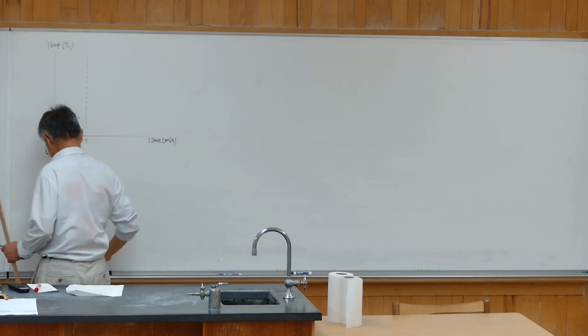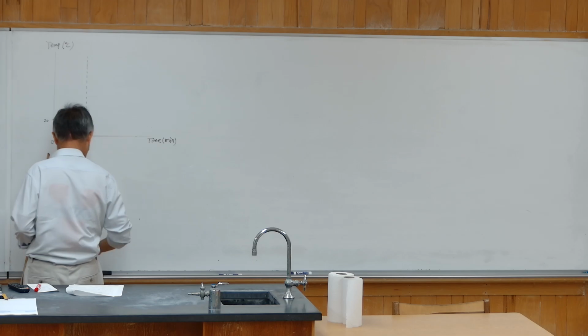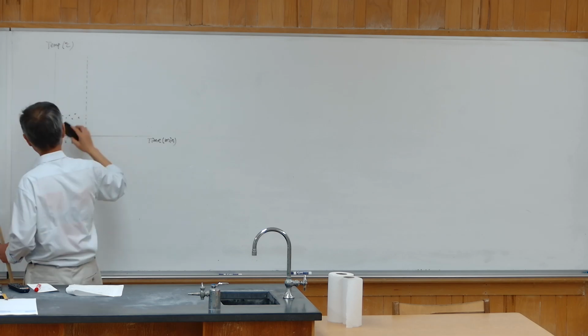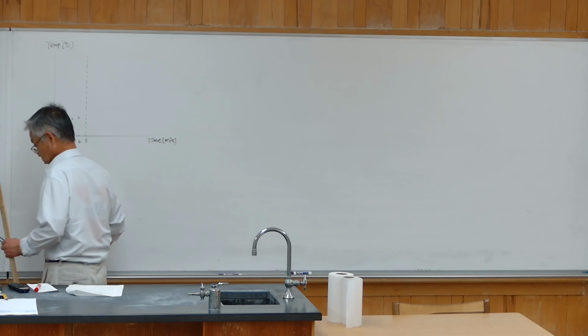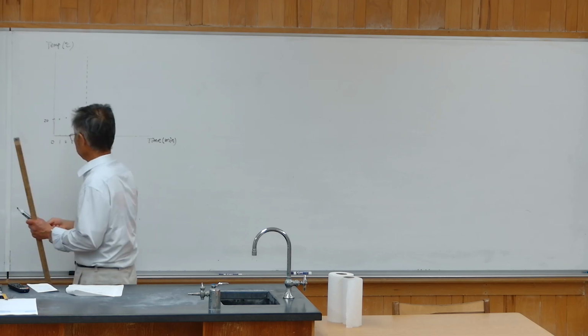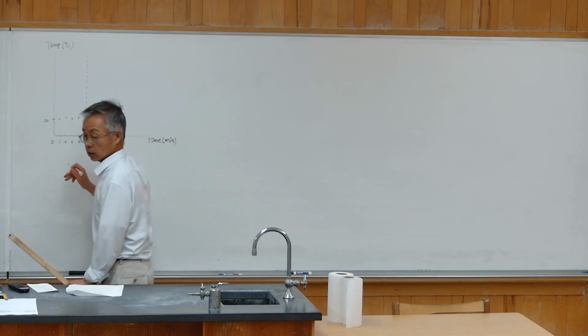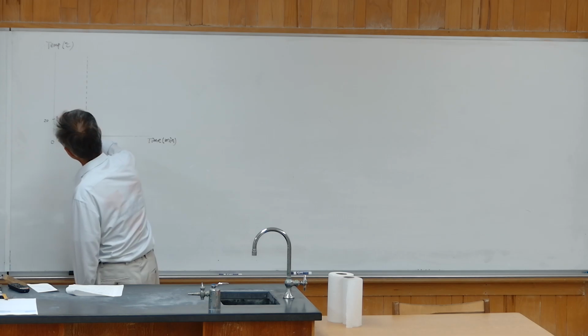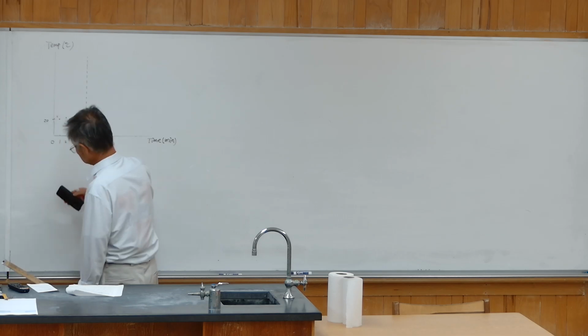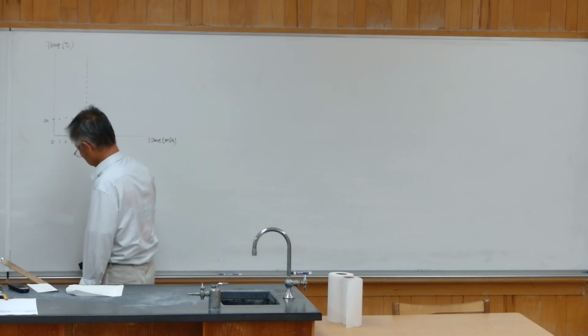Let me use a red colored pen for the base so you can read this clearly. At 0.5, this is the base temperature. Let's use a different symbol, a circle.